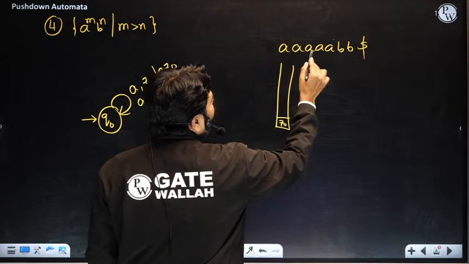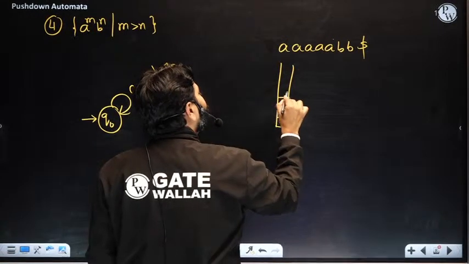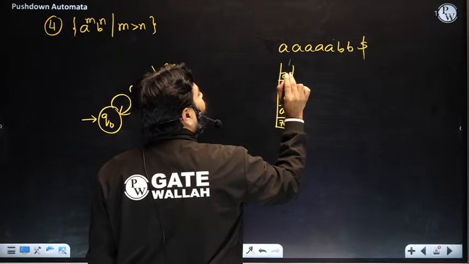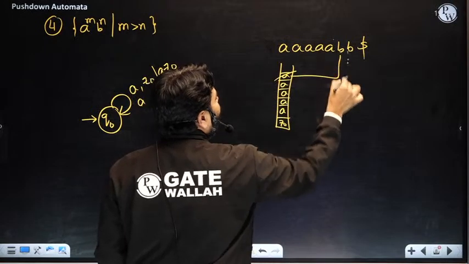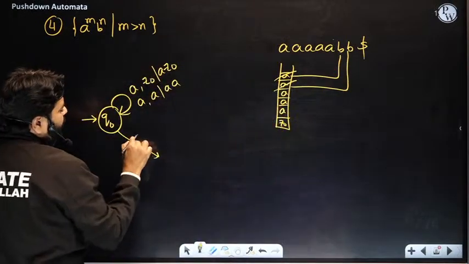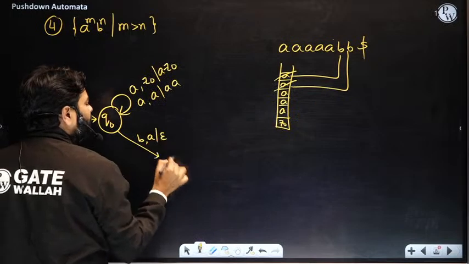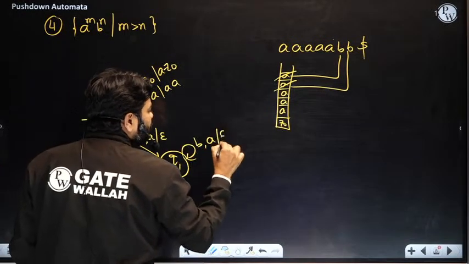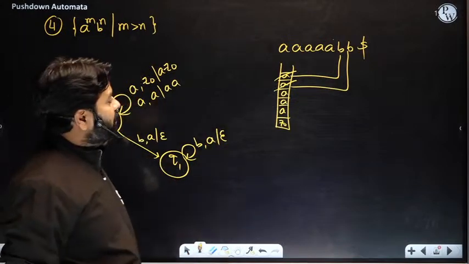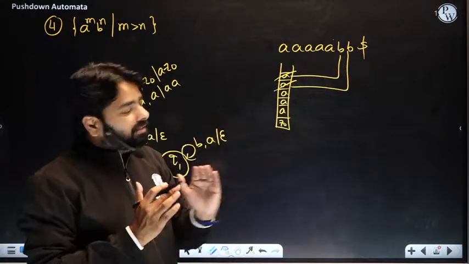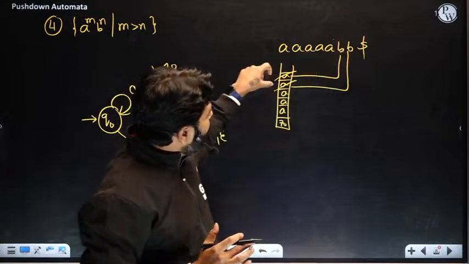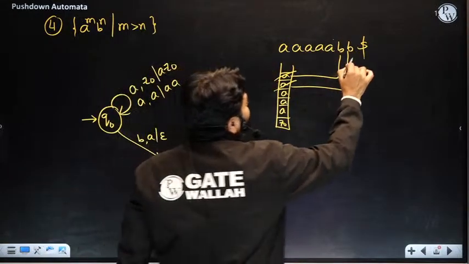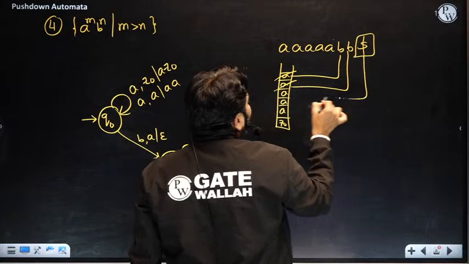How many A's are there? 1, 2, 3, 4, 5. All of them you push one by one. And when B comes, you pop A. Same logic, when B comes, just pop A, doesn't matter how many there are. But if more A's are there, then definitely B's will be fewer, so B's are going to pop only a few A's. Then at the end of the input, it still sees A on top of the stack.